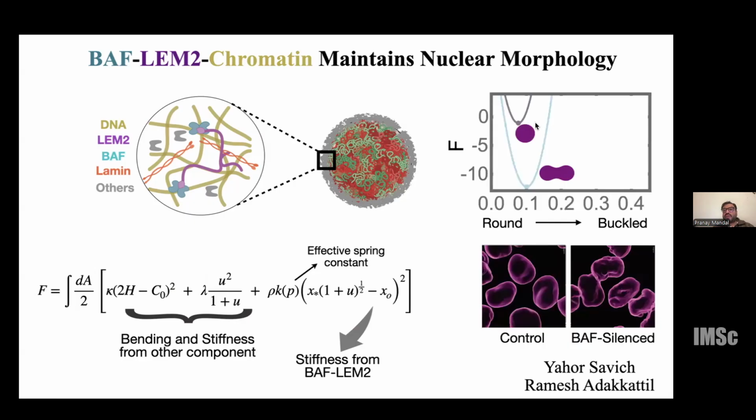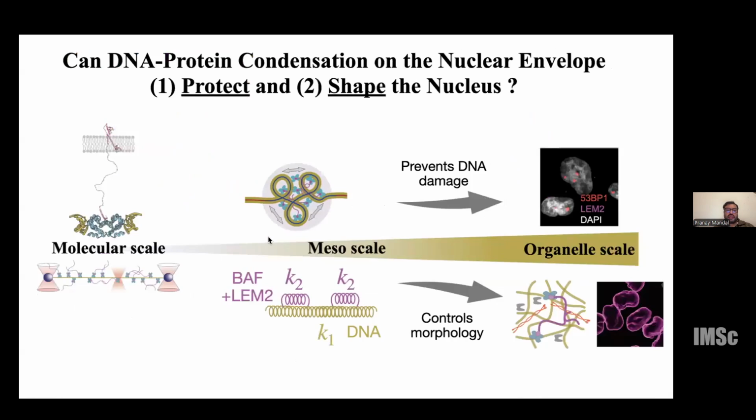And what our model suggests is that when you silence BAF and LEM2, the nuclear shape changes and doesn't remain round. This is also reflected in the cell microscopy, and you can see that the nucleus is very buckled when BAF is silenced in this case. So I will conclude my talk here.